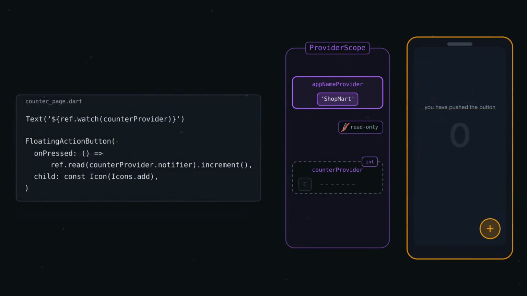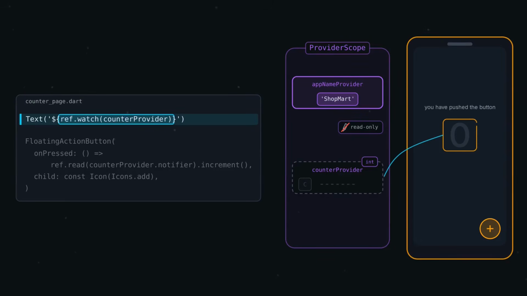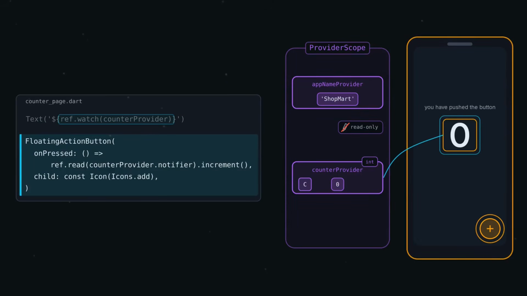Wire it to the screen. The text watches the provider, exactly like before, so it shows the number, and it will rebuild when the number changes. Now the button. And look carefully, because this one line teaches the rule everyone has to learn.